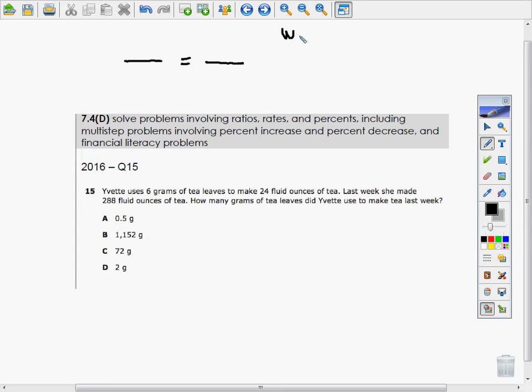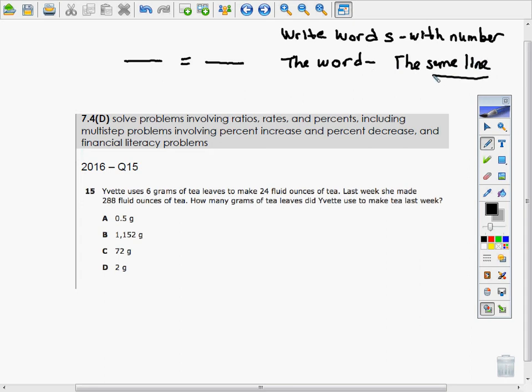Please write the words related to the numbers, write the words with the numbers, and keep the same word in the same line. Please keep in mind, I will use this one many times. The same word, sorry, I misplaced it here. Let me put it here again.